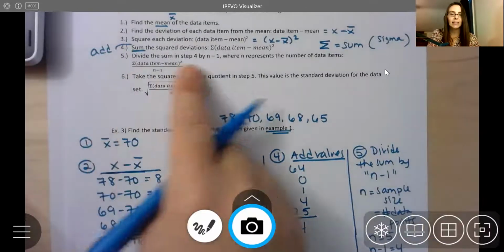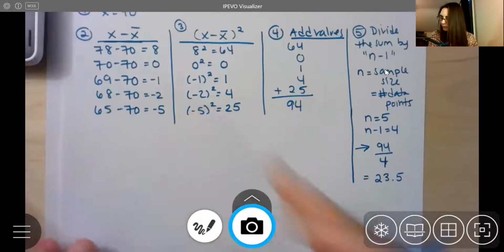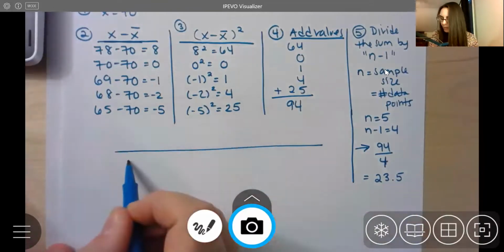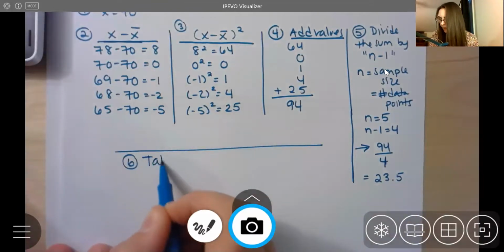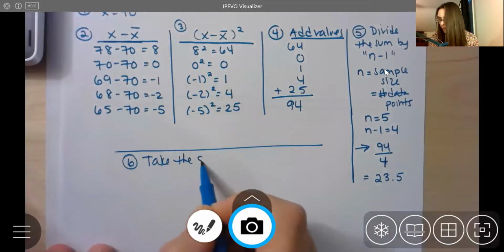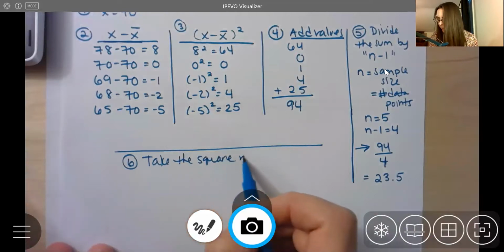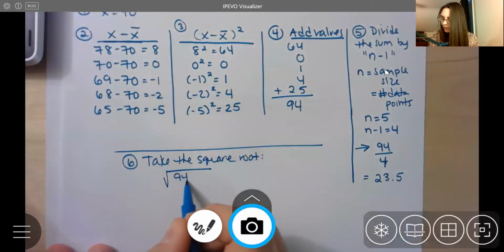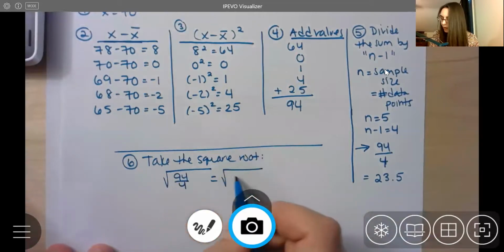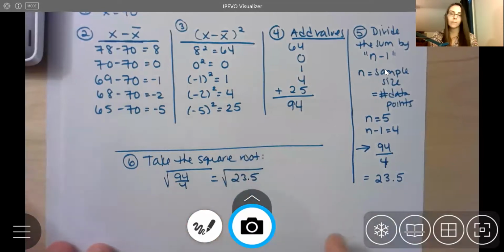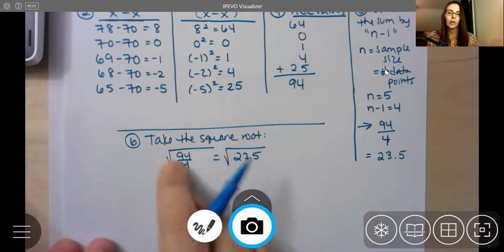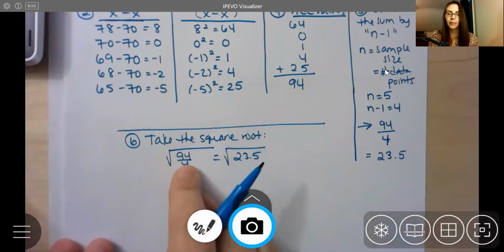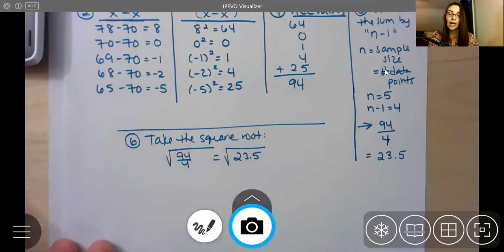And the last thing is to take that square root. So step 6 is to take the square root of your answer in step 5. I'm going to take the square root of that 94 over 4, which is the square root of 23.5. I'm writing this down here because if this division comes out really messy and not even, then you may just want to use the original fraction when taking the square root so you have a more accurate answer.